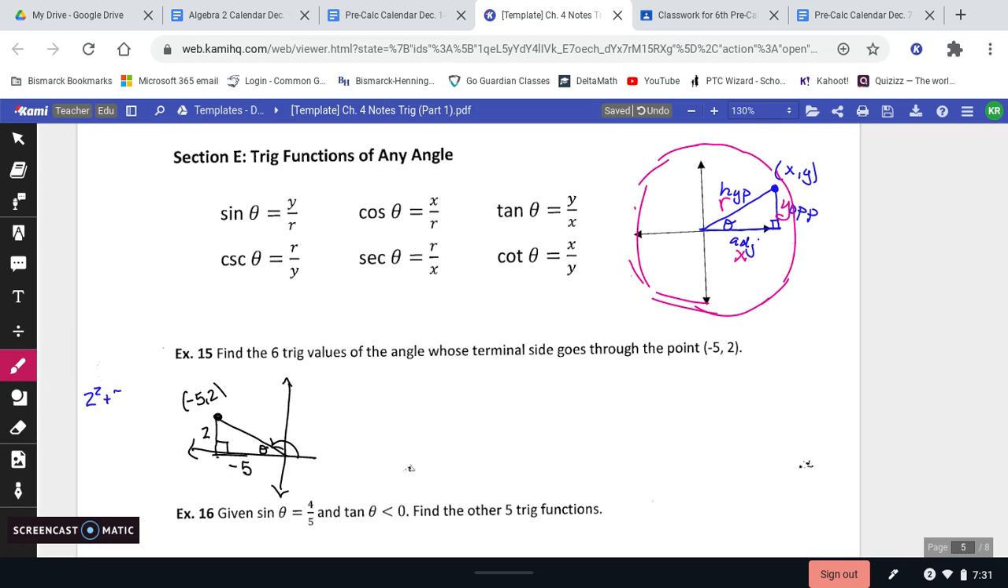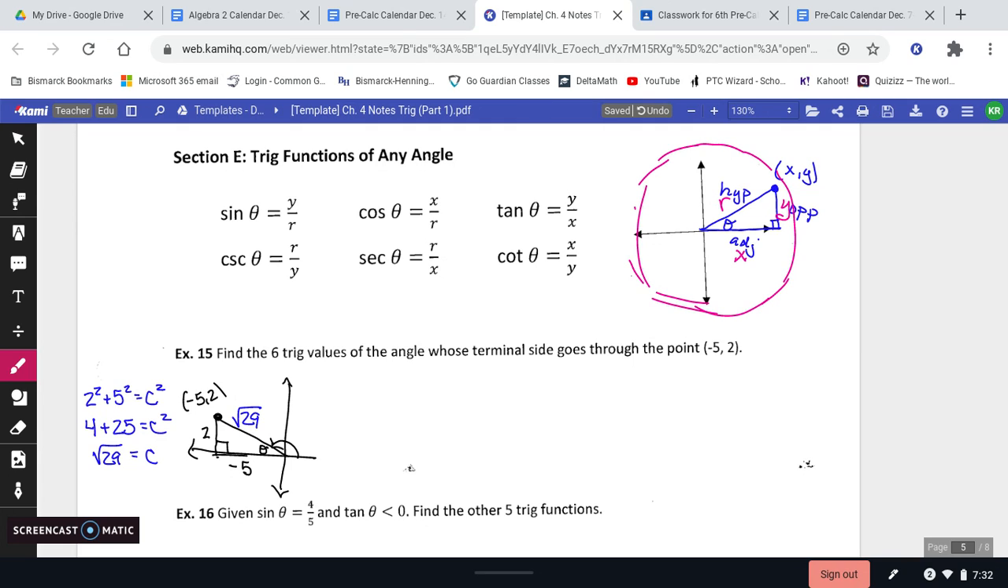2 squared plus 5 squared equals c squared. It doesn't really matter whether you go +5 or -5. When you square it, it'll go positive either way. So c is going to be the square root of 29. So square root of 29.